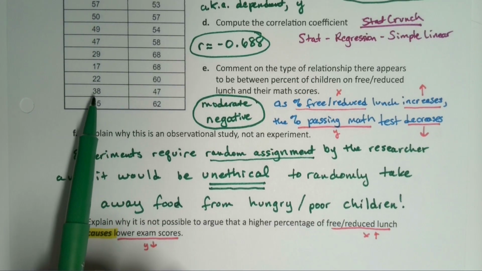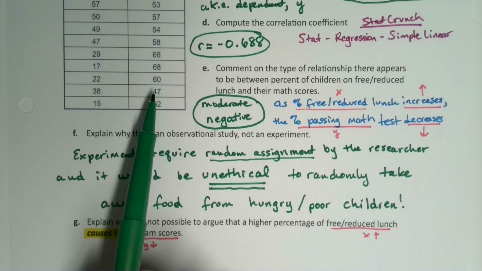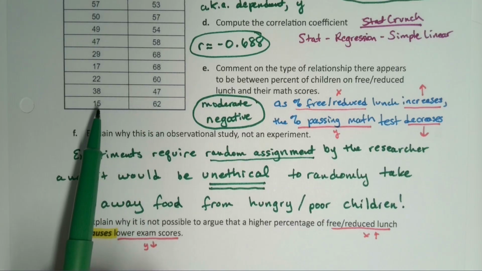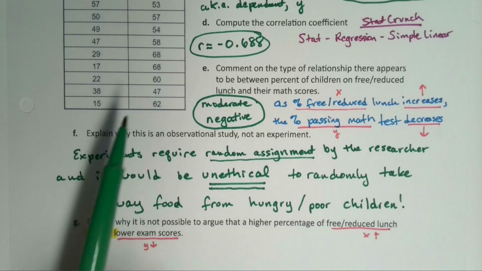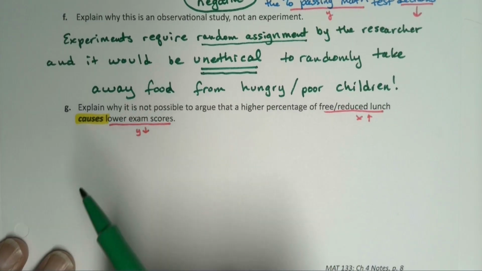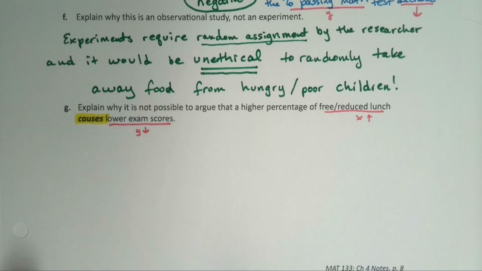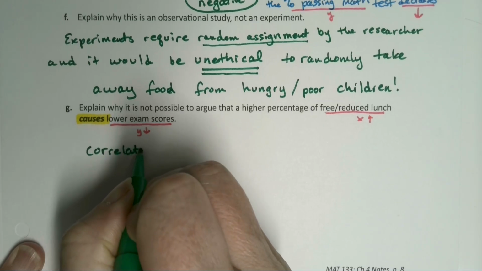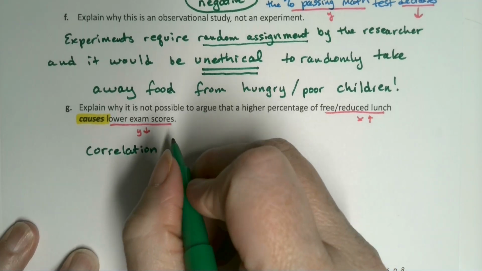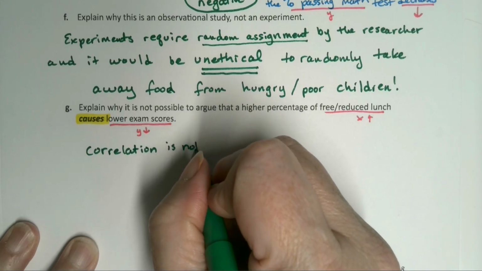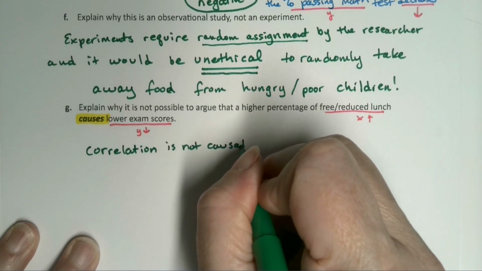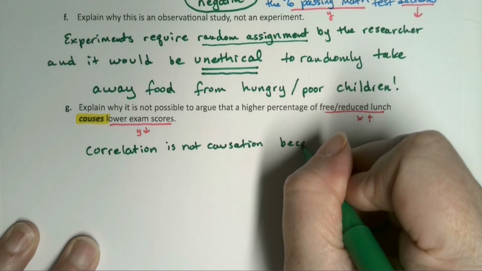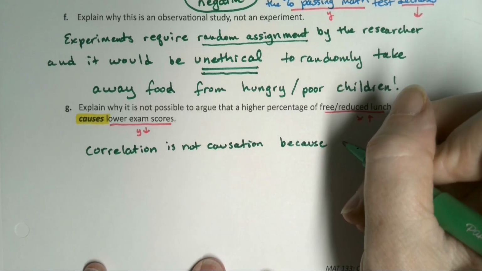You can kind of see it, right? This is a school with a high percentage of students on free reduced lunch and a low math exam passing rate, whereas this student at the end has a low percentage of students on free reduced lunch, so that has a high passing rate. But it's not because of that necessarily. And this is where the old phrase from many a science class can come to help us. It's a moderate negative correlation, but correlation is not causation because there are other things happening called lurking variables.